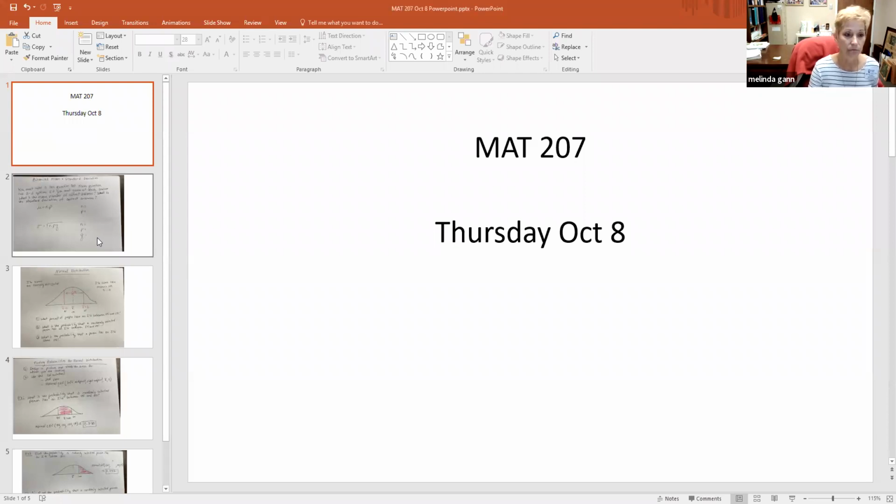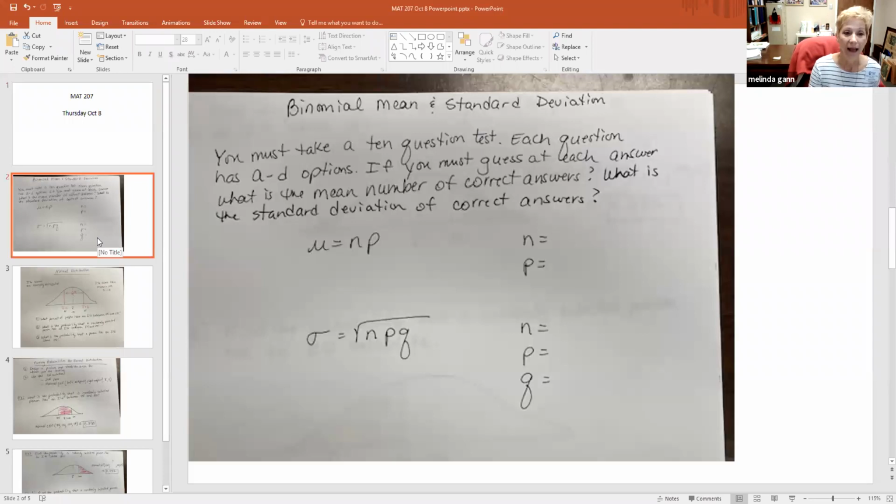Now, here's what we did. We had to be able to find the mean and standard deviation of a binomial problem. The question would be like this: you must take a 10-question test. Each question has A through D options. If you must guess at each question, what's the mean number of correct answers that you can expect, and what's the standard deviation?